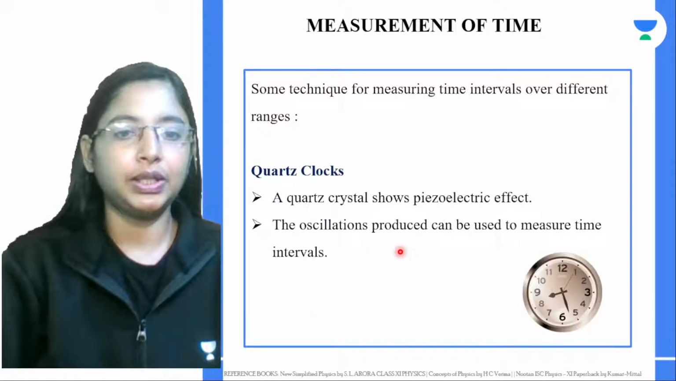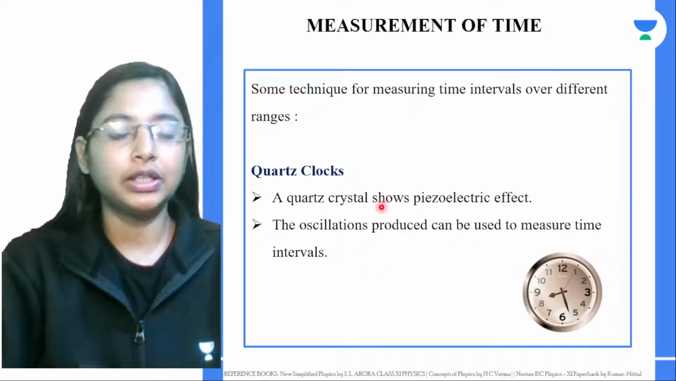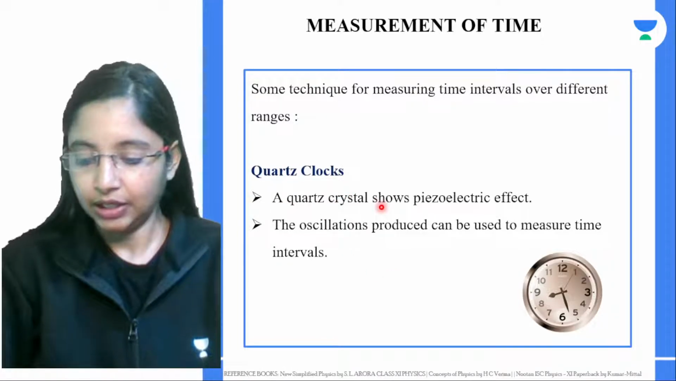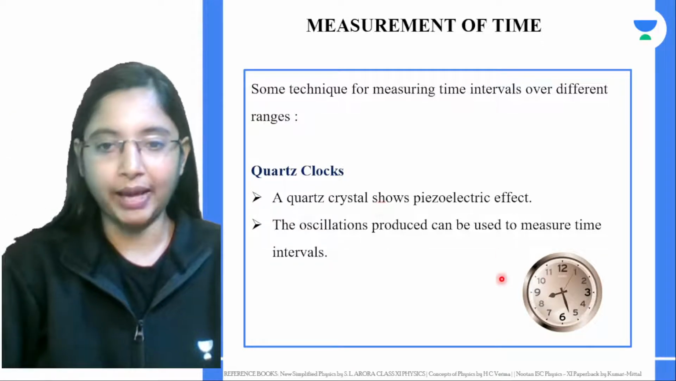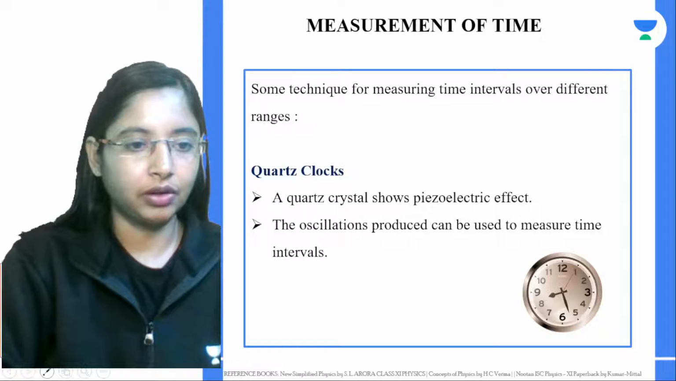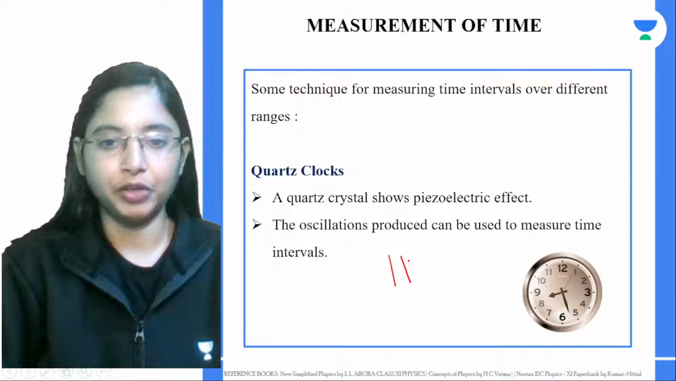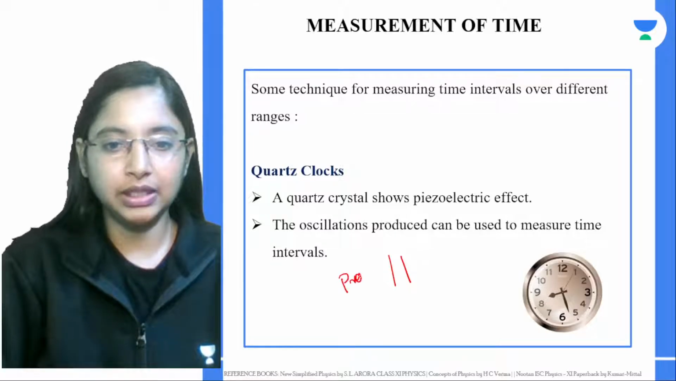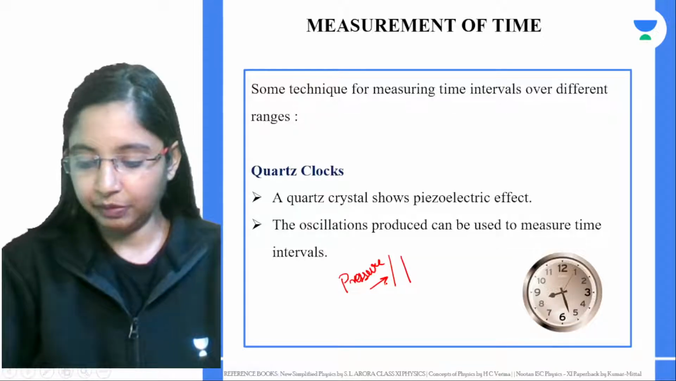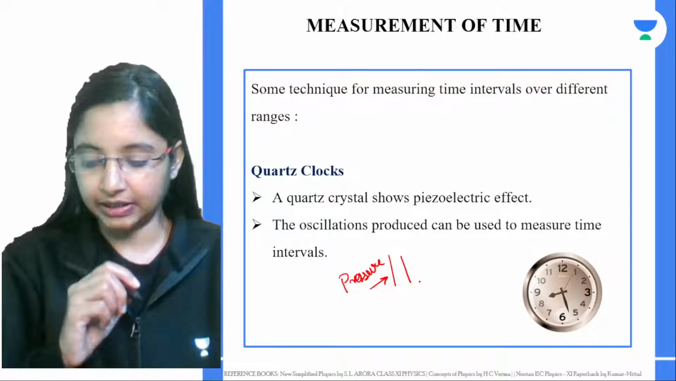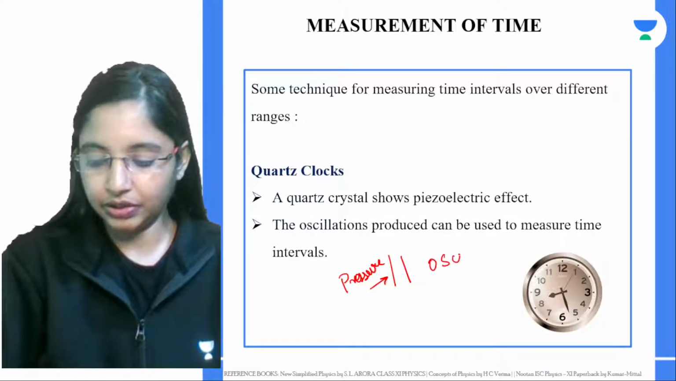The next one is your quartz clock. This is something you come across in everyday life. A quartz clock basically shows the piezoelectric effect. What is the piezoelectric effect? Let's say there are two slabs, two parallel faces, in these clocks. If you apply pressure, but the applied pressure is going to be a fluctuating pressure, then this applied fluctuating pressure across this pair of parallel faces produces an oscillatory EMF.